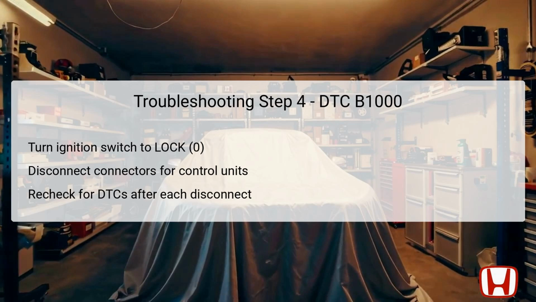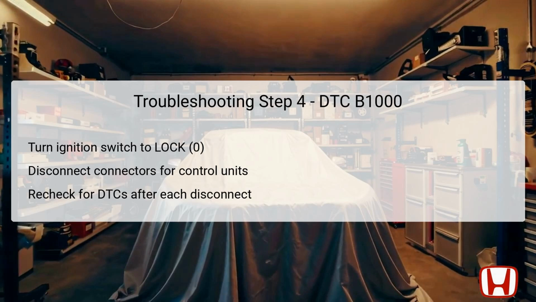After ensuring safety, disconnect the appropriate connectors at each relevant control unit, such as the gauge control module or the hands-free link control unit. This step is critical as it isolates each unit to determine whether the B1000 DTC clears when any one unit is disconnected.